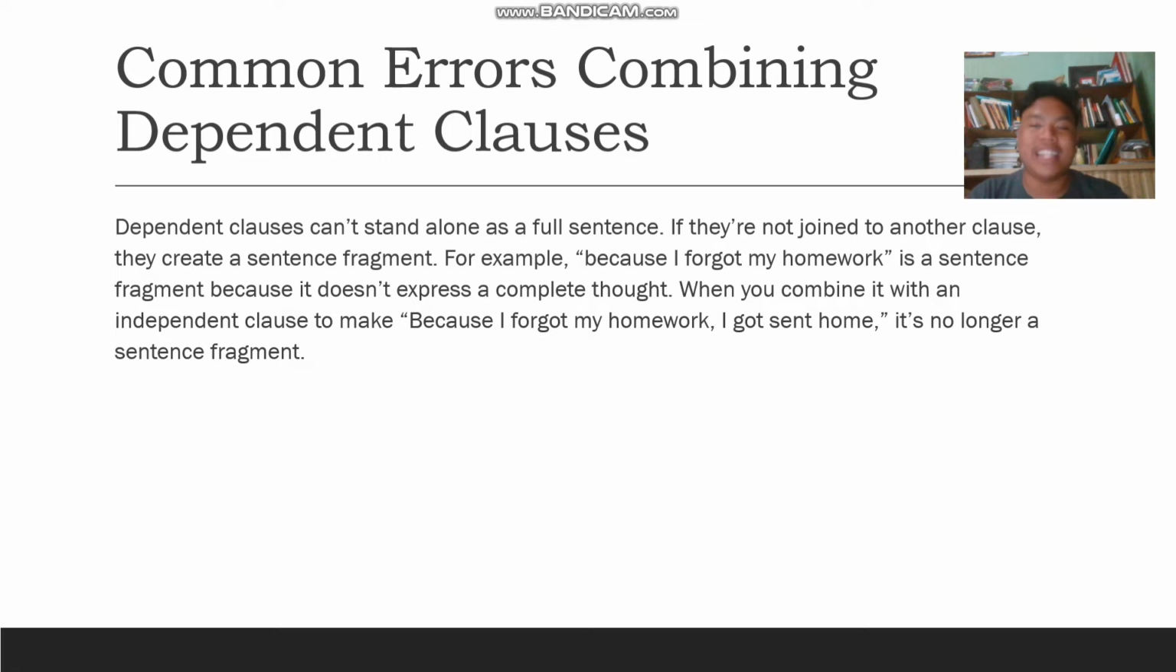So, an independent clause is a clause that can stand alone as a sentence and express a complete thought. A dependent clause, or subordinate clause, is one that cannot stand alone as a complete sentence. It doesn't express a complete thought. Remember that a clause has a subject and a verb.